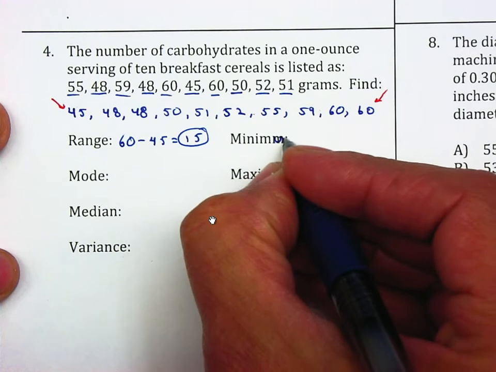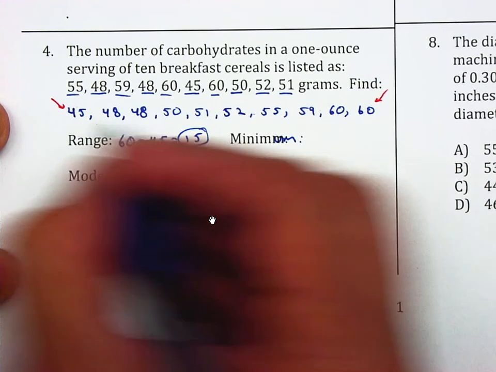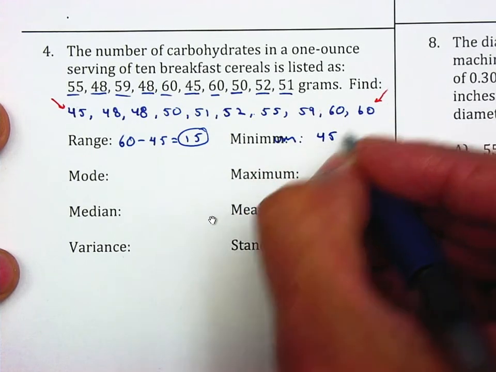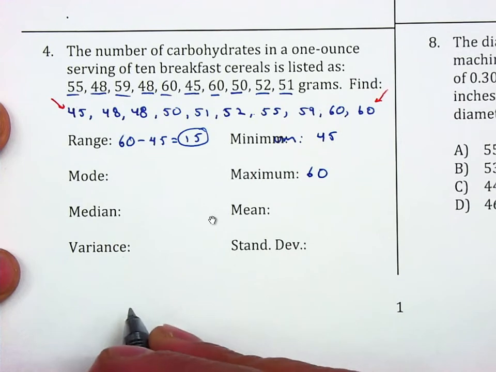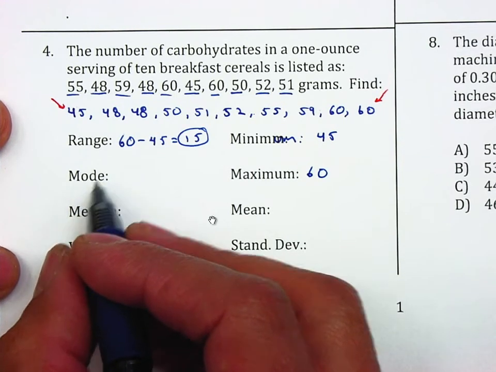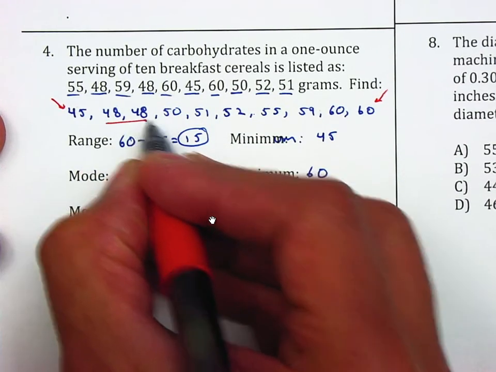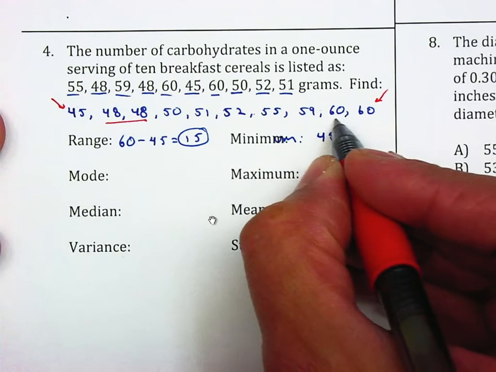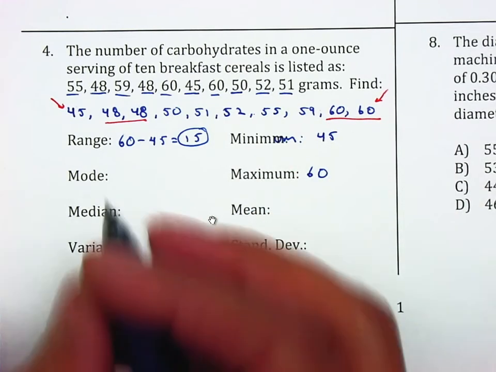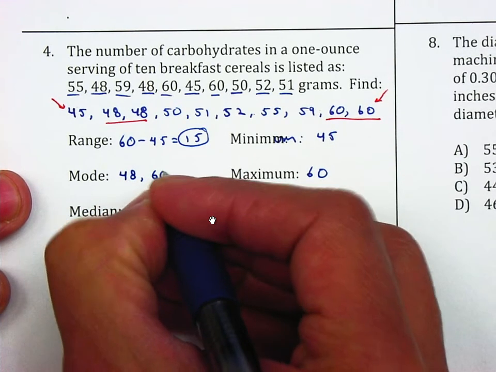Minimum. The minimum is the lowest number, which is 45. The maximum is the largest number, which is 60. Mode. The mode is the one that repeats the most. So in this case, 48 repeats twice, and 60 repeats twice. So therefore, both of them are the mode: 48 and 60.